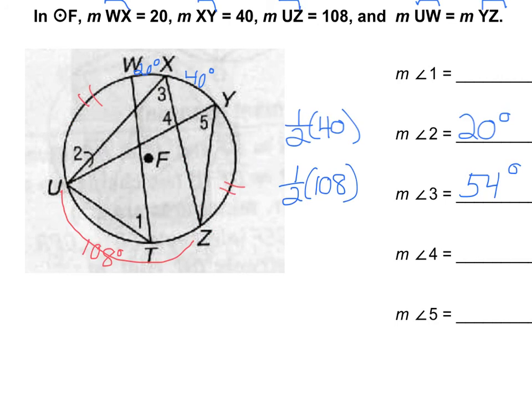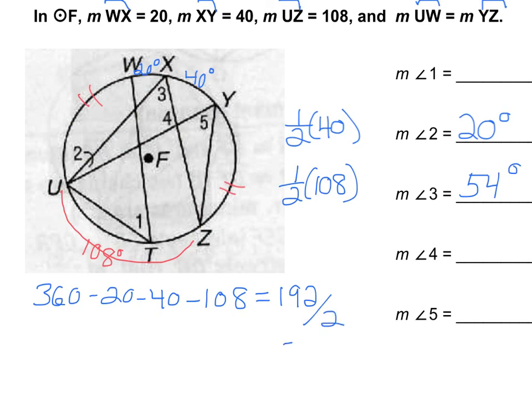After that, I think it makes sense to go ahead and figure out the rest of the measures of the circle. So again, we're just going to do a quick subtraction. 360 minus what we already know, minus the 20, minus the 40, and then minus the 108. And if we do that subtraction, we get 192, which then needs to be split between arcs UW and YZ. So we get 96. And I'm going to put that on the diagram. 96 here and here.